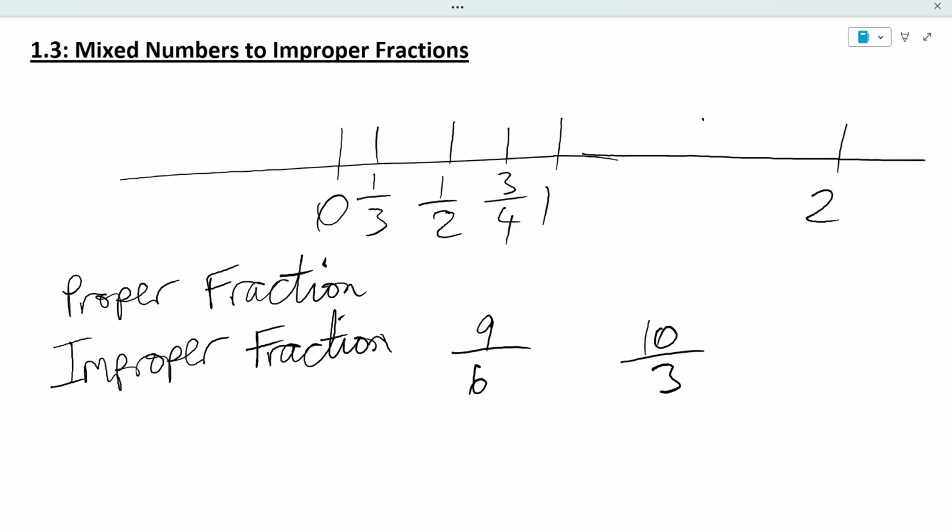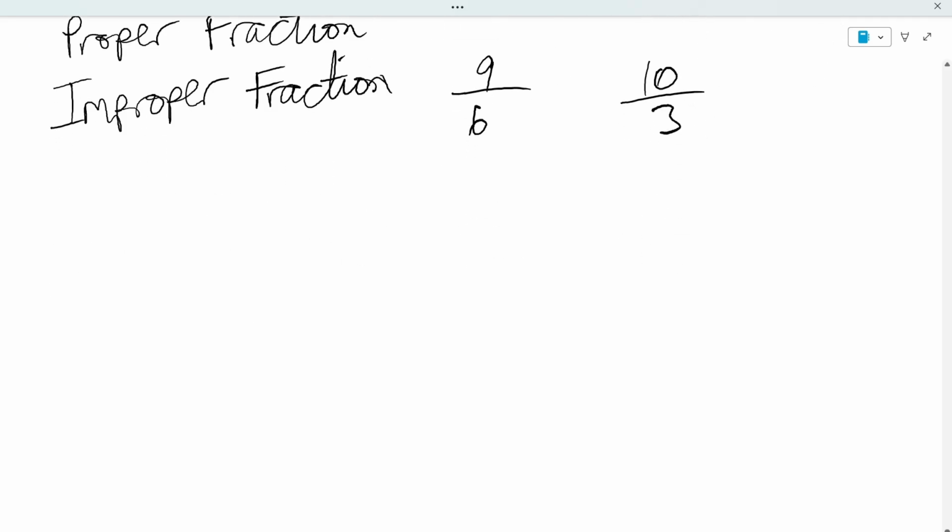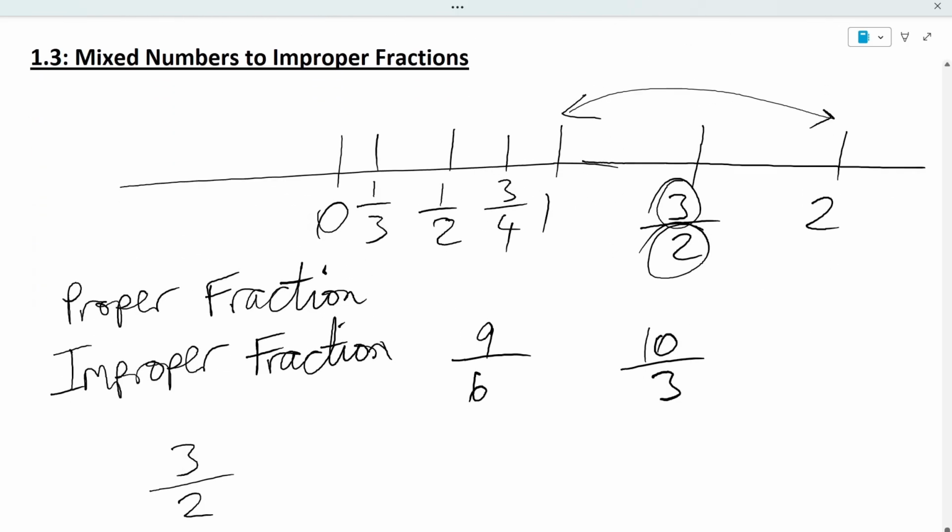So for example, 3 over 2 is an improper fraction because the 3 on the top is greater than the 2 at the bottom. And this is clearly not between 0 and 1, it's greater than 1, it's between 1 and 2. But that 3 over 2 can be expressed in another way, because we can clearly see that it's some way to 1 and then some fraction between 0 and 1, because obviously the gap between here and here is the same as the gap between here and here.